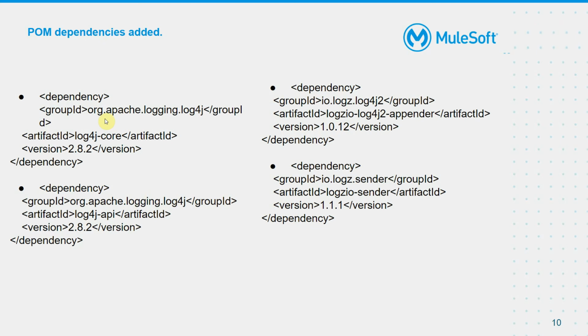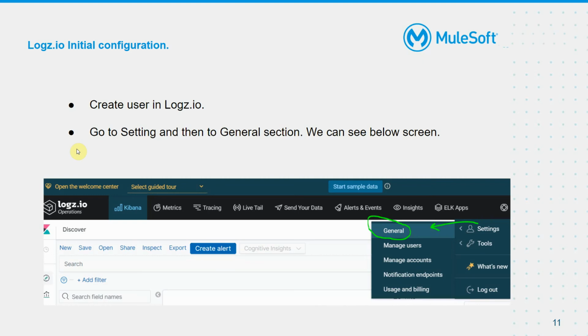These are the dependencies we need to add in the POM file to download all the required libraries to support the integration for publishing logs to logz.io.